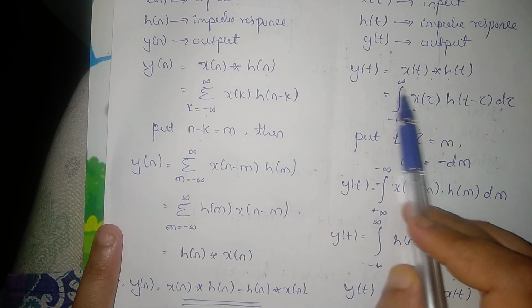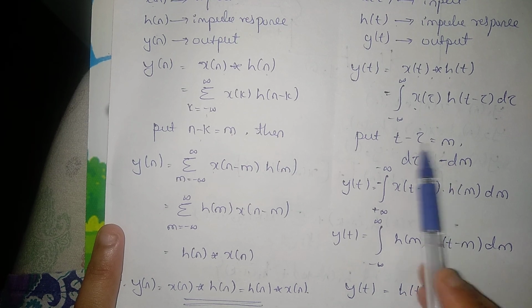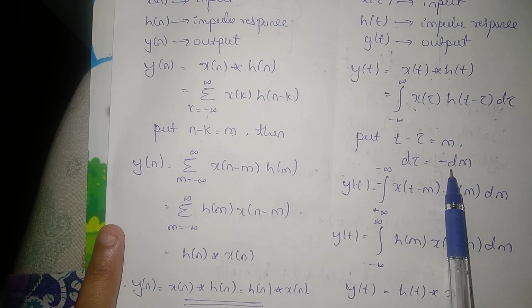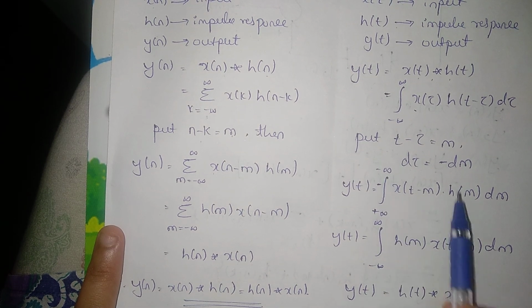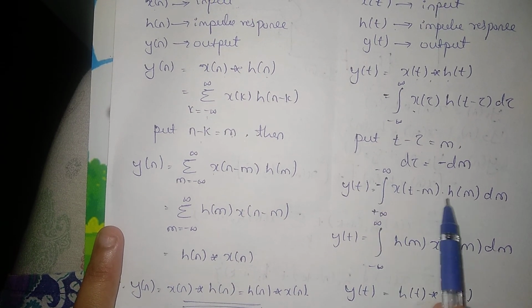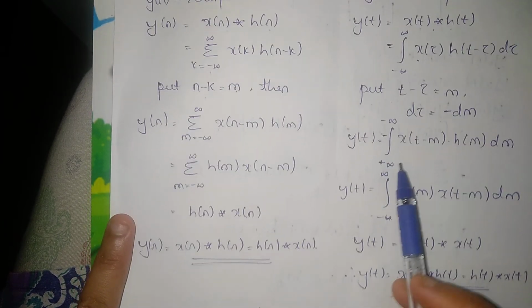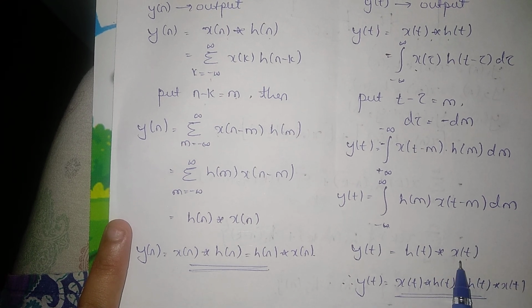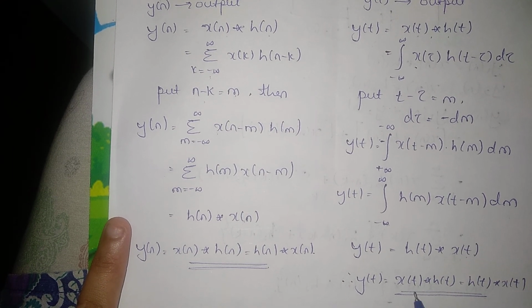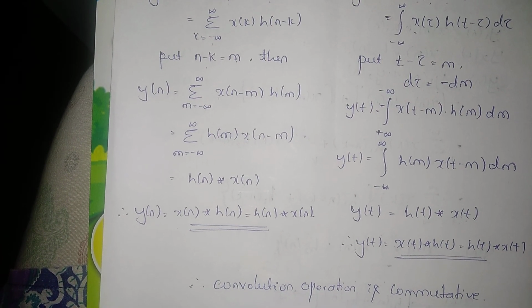I am just integrating this. So I am putting t minus tau as m and d tau as minus dm. So this will be plus infinity to minus infinity. If we take the minus, the limits change to minus infinity to plus infinity. That times h will come first, then x, h of t convolution x of t. So both are equal. So we can say that the convolution operation is commutative.